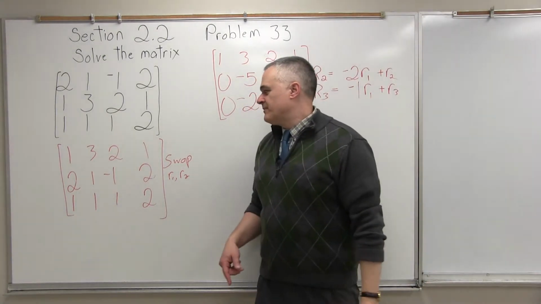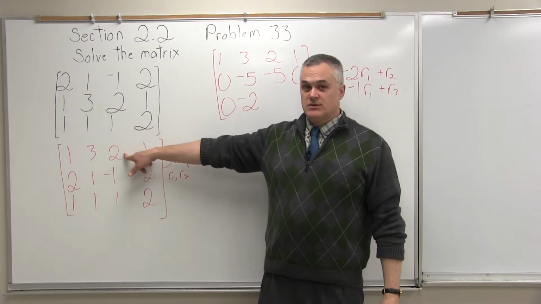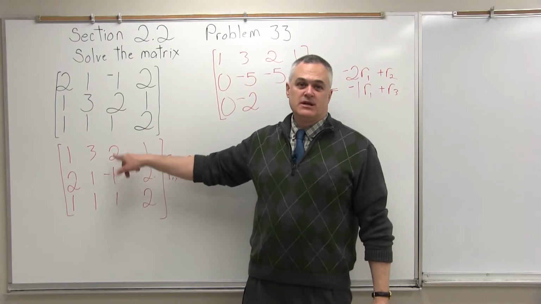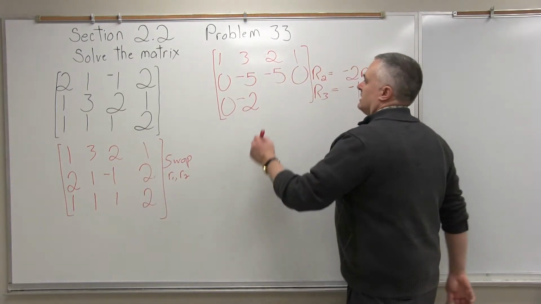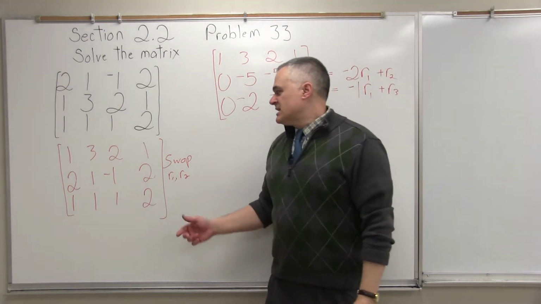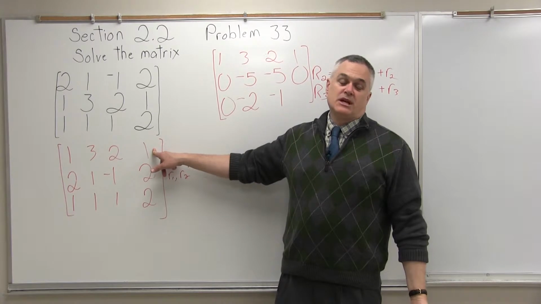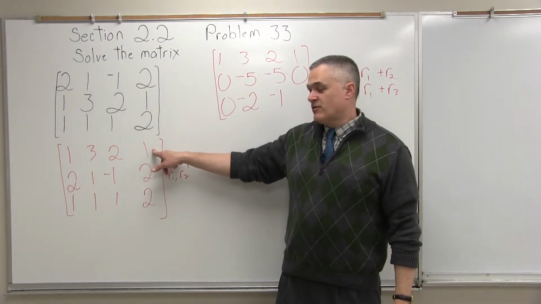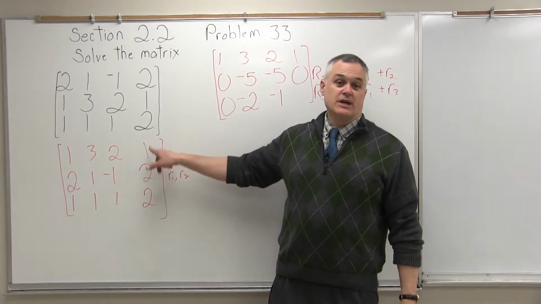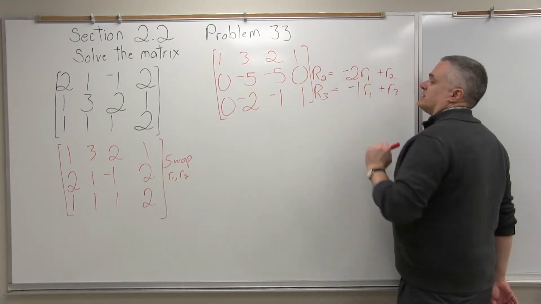Next position, negative 1 times row 1 is negative 1 times 2. It's going to make a negative 2. Add that to row 3. So negative 2, positive 1. Negative 2 plus positive 1 is negative 1. And finally, the last position, negative 1 times row 1 would be negative 1 times positive 1. So I make a negative 1 when I multiply. Add the result to row 3. So negative 1 and positive 2. Negative 1 and positive 2 will be positive 1.